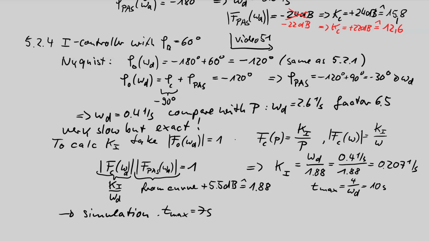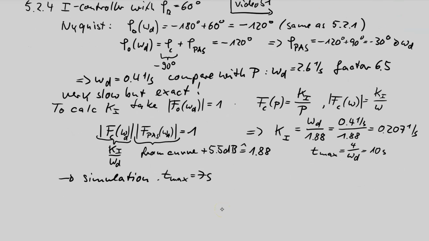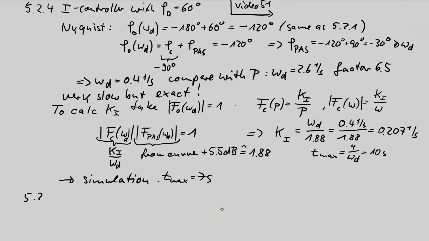So if we find a better controller than this, we should use it, and we will do this in the next step. That is the next number, 5.2.5: the PI controller, which was already used in both first projects.